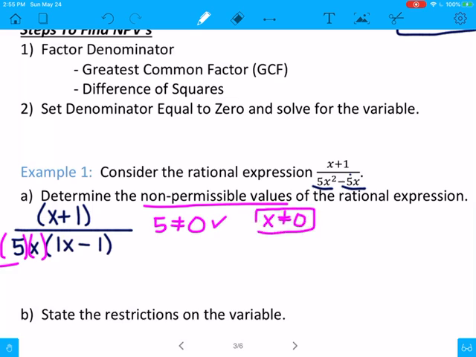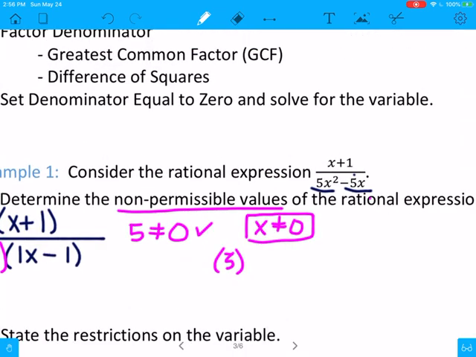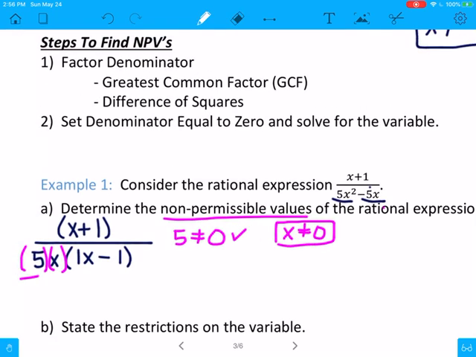X can't equal 0. If x equaled 0 and I plugged it into this equation, remember you can check your NPVs, right? So if I plugged it into my denominator, if I plug 0 in, I'm just checking my NPV to make sure I'm right. So I'm just plugging it into the denominator. And if it equals 0, I'm right. If it doesn't equal 0, I'm messed up.